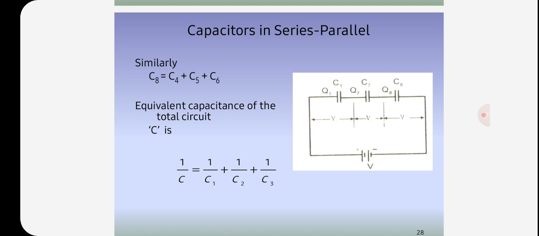Similarly, C8 is equal to C4 plus C5 plus C6. Equivalent capacitance of the total circuit C is given by 1 by C equals 1 by C1 plus 1 by C2 plus 1 by C3.